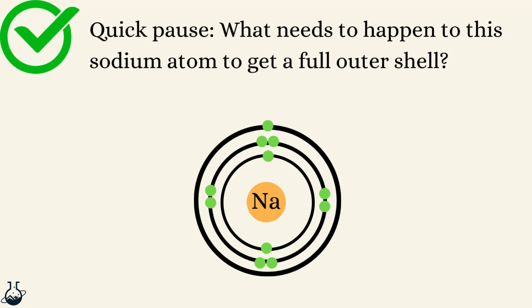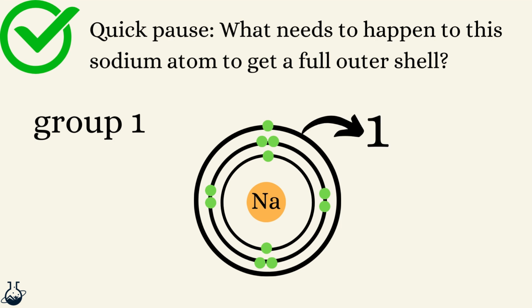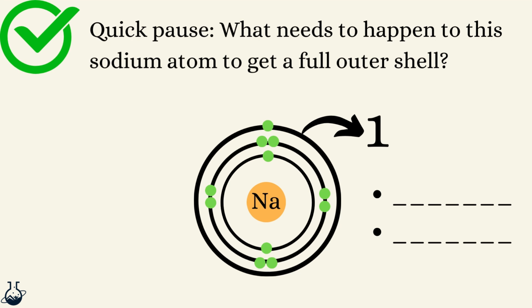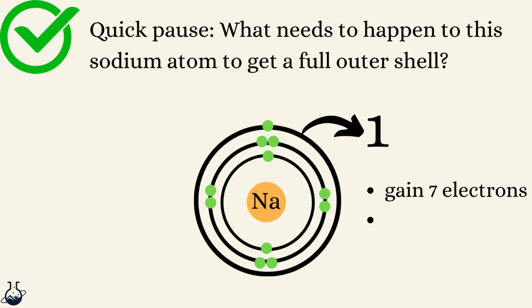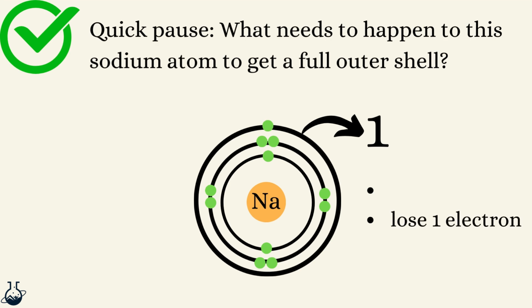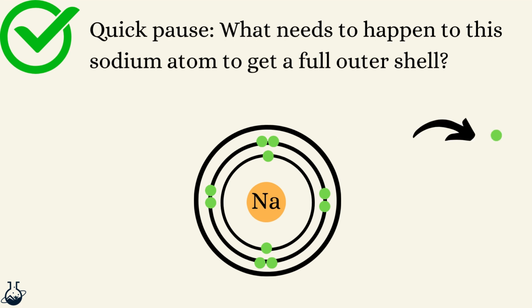Let's see what we've come up with then. This atom is in group 1. So it has 1 valence electron. Now there are 2 possibilities. It could gain 7 electrons to make the valence shell up to 8, or lose 1. Now it's way easier to lose 1 electron. So that's what it does.